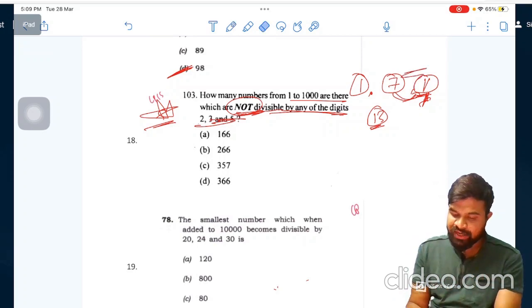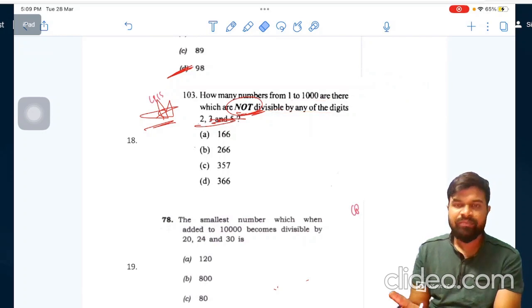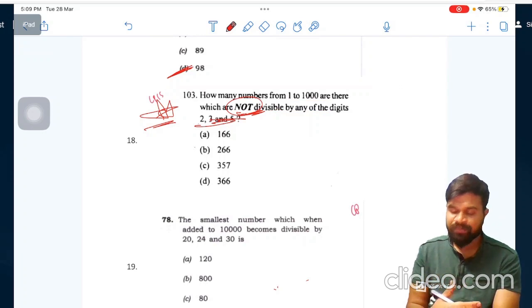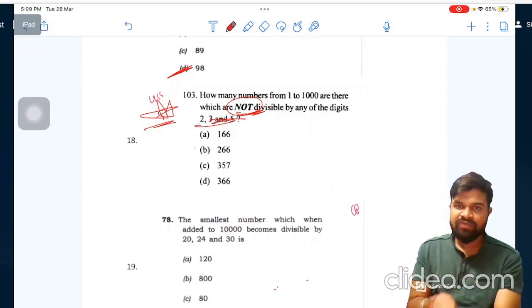But what we can do is just use permutation and combination. Don't get bothered about this process. You will learn more about these things when we do the topics of permutation and combination. But for the sake of this question, just bear with the method.